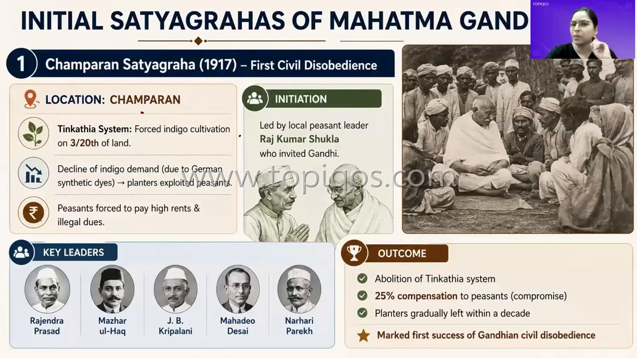Now it happened that at the beginning of the 19th century, the demand for indigo began to fall. Why? Because Germany had introduced synthetic dyes. Since the Germans had innovated synthetic colors, there was no demand for indigo, and because of this, the European planters began to face losses. Even if they got indigo at a cheap rate from Indian farmers, there was no demand for it in the European market, because everyone was now getting synthetic German dyes. So the planters were suffering losses, and somehow they wanted money.